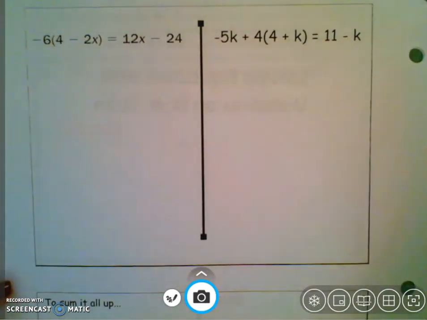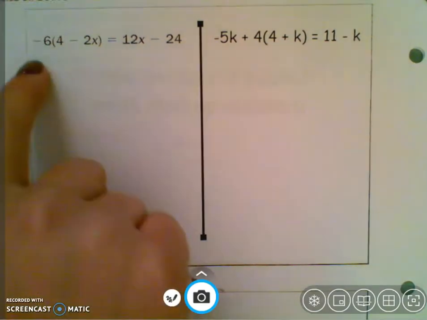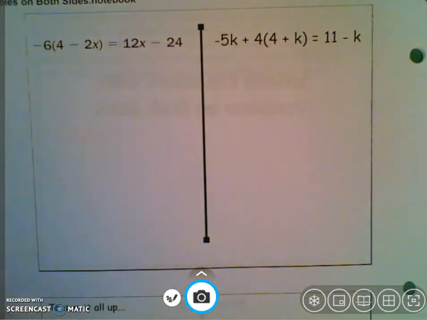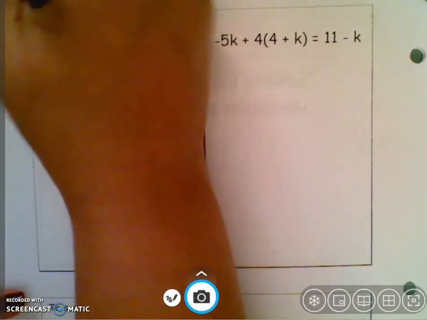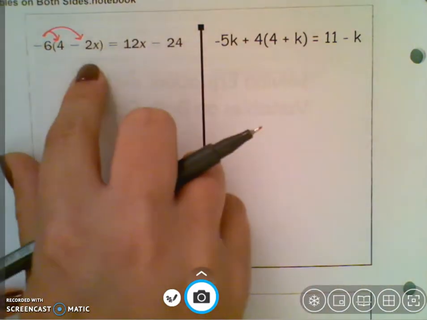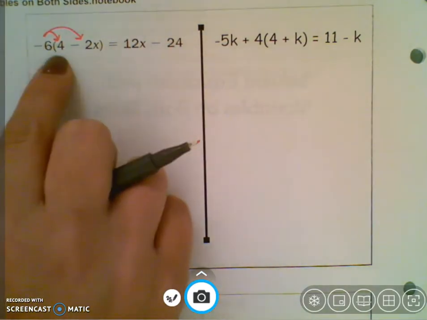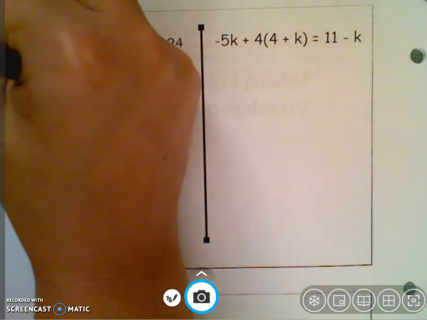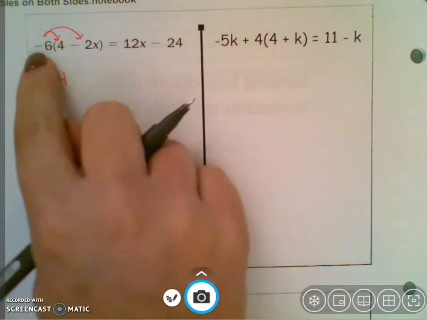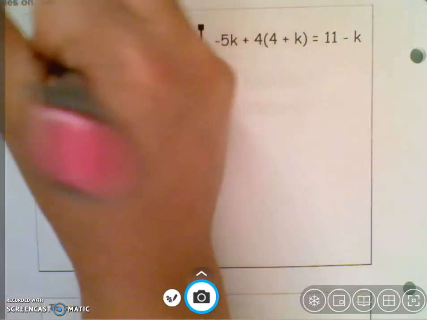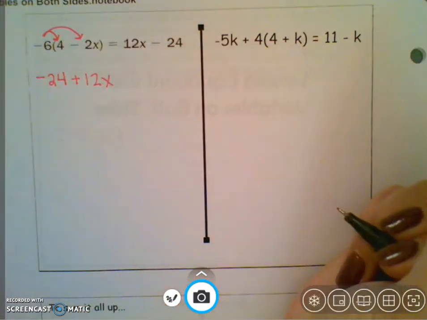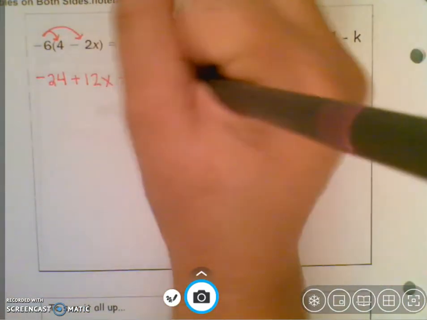Okay, next, so the ones we just did didn't have any parentheses. This one and this one both have parentheses. Whenever you're solving, you don't want parentheses. You cannot solve it if there's parentheses there. You have to get rid of them. So we're going to get rid of them by distributing. We have to distribute this -6 to the 4 and the -6 to the -2x. So -6 times 4 is -24. A -6 times a -2x is going to be a positive 12x equals 12x minus 24.